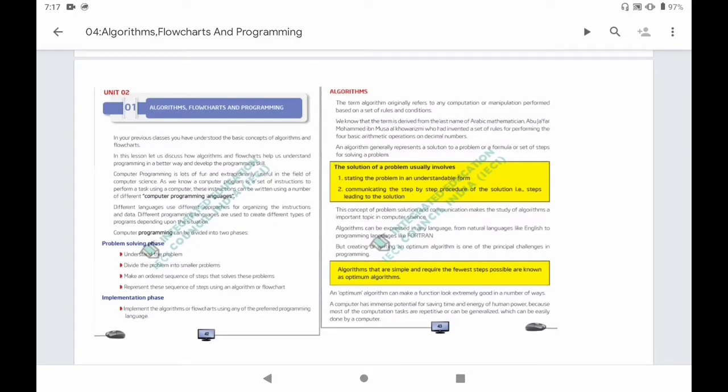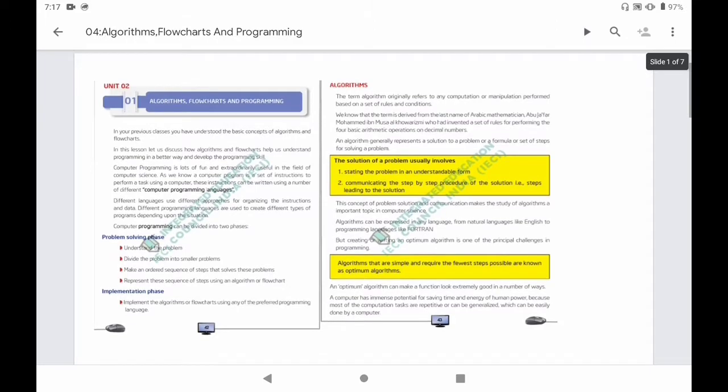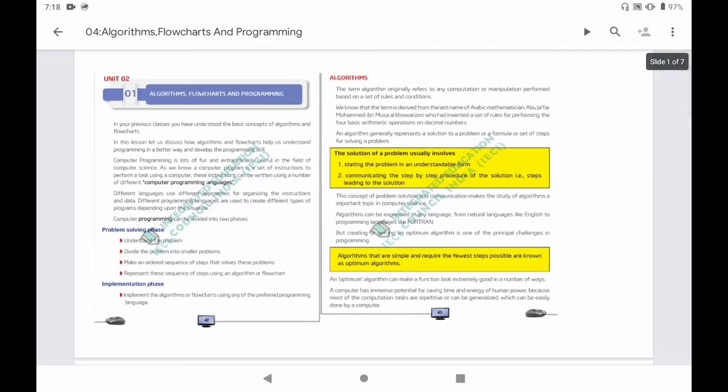Different programming languages are used to create different types of programs depending upon the situation. If you are working on a website, you can prefer certain languages. For example, we can create the home page using HTML, and we can develop some gaming application with the help of JavaScript or Visual Code. So we can choose the languages, and we can also mix them together. There is no restriction.